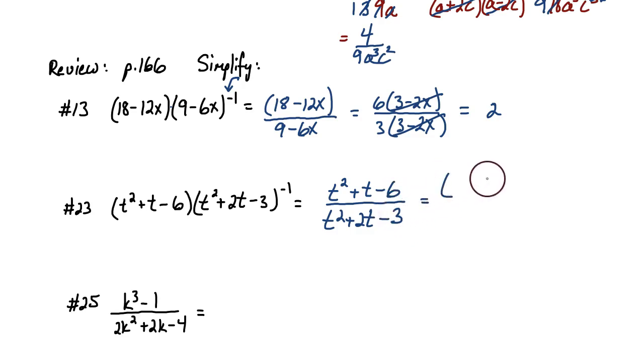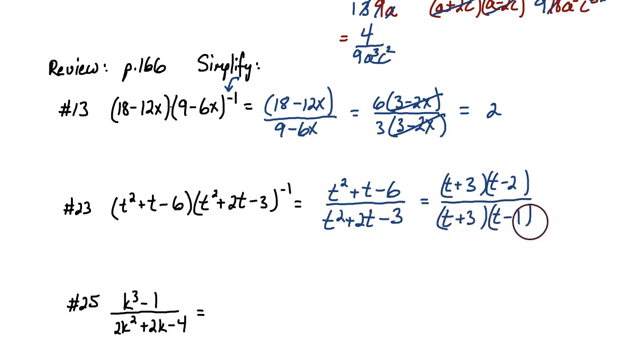So let's factor that top trinomial using FOIL. T times t, and then we can use positive 3 times negative 2 as the way to get the negative 6. Now down in the bottom, let's factor this one. T times t. What two numbers multiply to negative 3 and they have to add up to positive 2? How about positive 3 times negative 1? Does anything reduce? The t plus 3's cross away. So final result, t minus 2 over t minus 1.